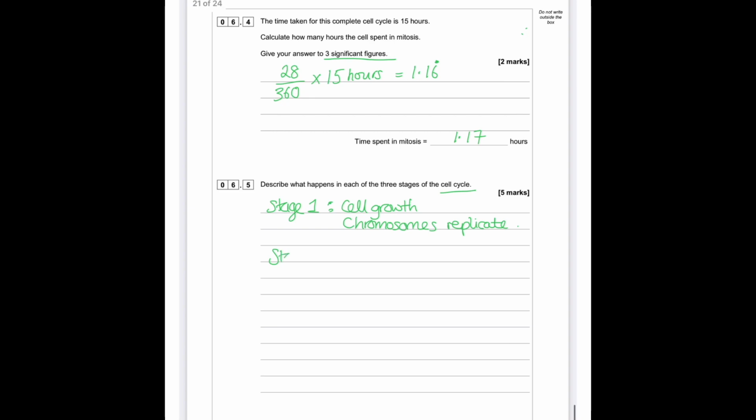Then in stage 2, one set of each of the chromosomes moves to each end of the cell, and then the nucleus divides. And then in stage 3, this is where cytokinesis happens, which means the cytoplasm and the cell membrane also divides, and we end up with 2 identical cells.